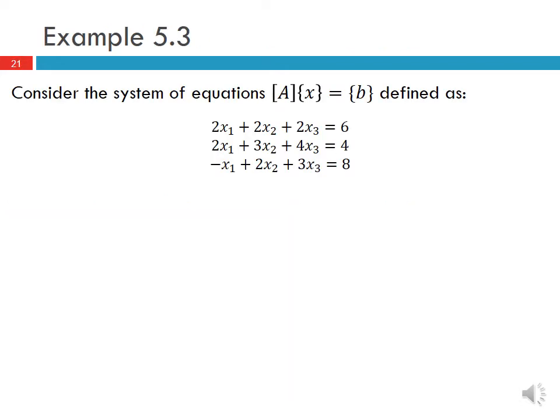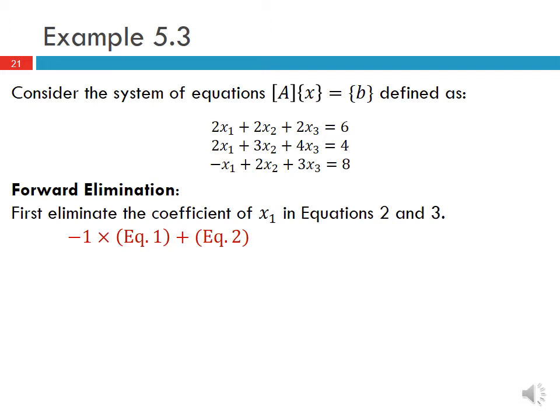So let's look at an example. Consider the system of equations Ax equals b defined as shown here. With forward elimination, we first eliminate the coefficient of x1 in equations 2 and 3. So we want to get rid of the coefficient here and here.